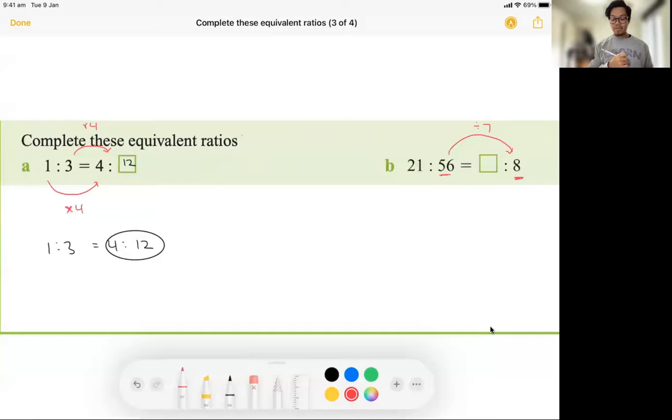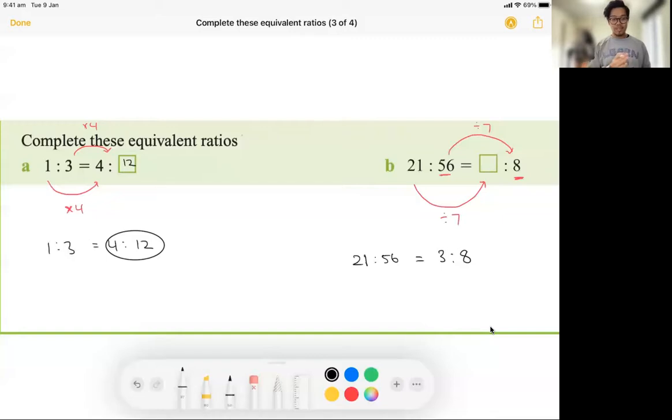So again, if I divide by 7 that way, then what am I going to do for this 21 here? I'm going to do the same thing, and I'm also going to divide by 7. So what's 21 divided by 7? If you said 3, you are correct. And so we can write here that 21 to 56 is the exact same thing as 3 to 8.